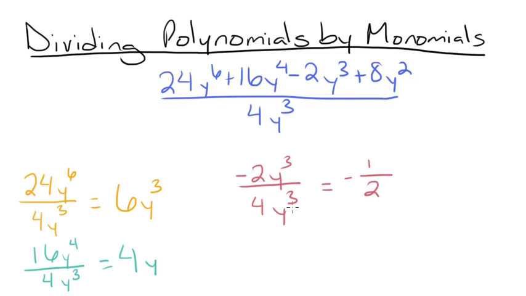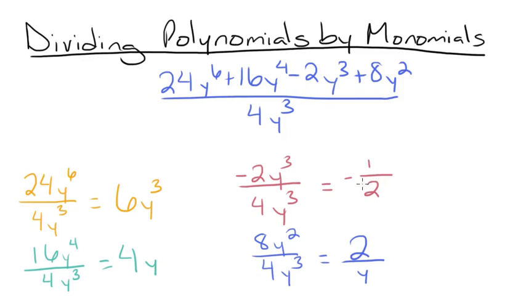Then finally, we have 8y squared divided by 4y cubed. So 8 divided by 4 is 2. And then y squared divided by y cubed is y to the negative first power. And remember, anything to the negative power is in the denominator of a fraction. So this is 2 over y. Remember, I said we would have fractions in our answers, so this is what I mean. This is correct, even though it looks a little bit different from our other examples.